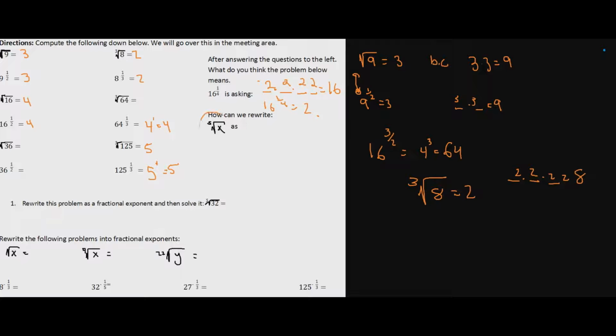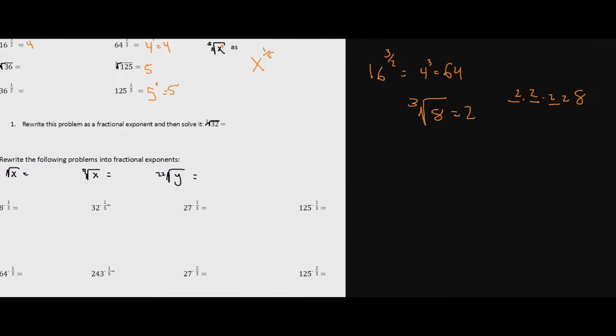Over here, let's rewrite this as a fractional exponent. So this is the fifth root of x. Well, we can rewrite that as x to the, well, there's an invisible 1 here, so 1/5, right? The number in the denominator of your fraction signifies what number multiplied by itself 5 times gives you x.